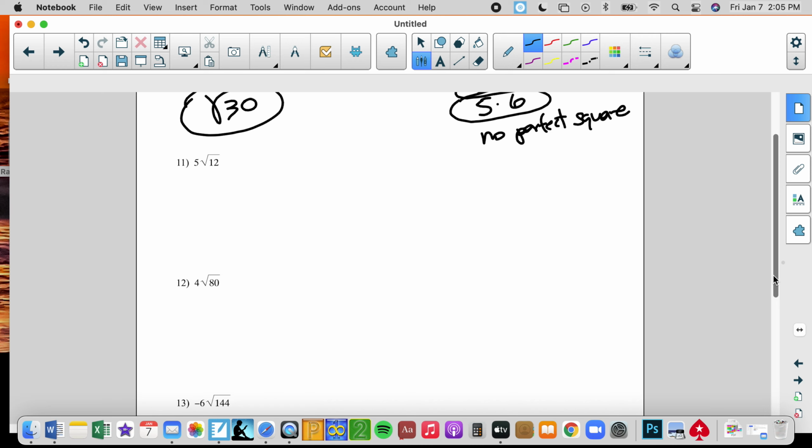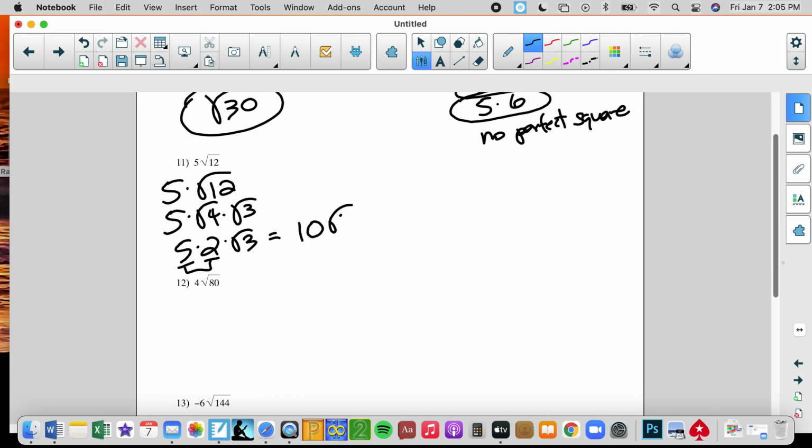This is our first one. Number 11 has a coefficient 5. When we see that, that's really 5 times the square root of 12. Square root of 12 can be broken into square root of 4, square root of 3. Square root of 4 is equal to 2. And now these are outside of the radical, so we can combine them, and we get 10 rad 3.